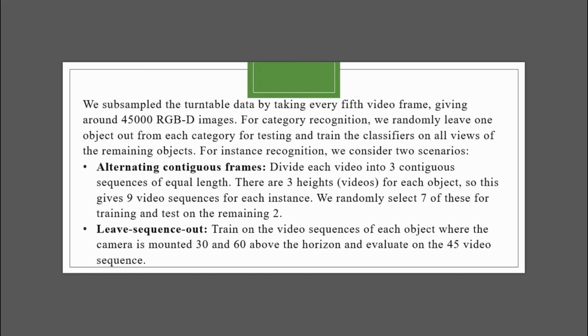For instance recognition, we considered two scenarios. First, alternating contiguous frames. Divide each video into three contiguous sequences of equal length. There are 3 height videos for each object, so this gives 9 video sequences for each instance. We randomly select 7 of these for training and test on the remaining 2. Second, leave sequence out. Train on the video sequences of each object where the camera is mounted 30 and 60 degrees above the horizon and evaluate on the 45 degree video sequence.